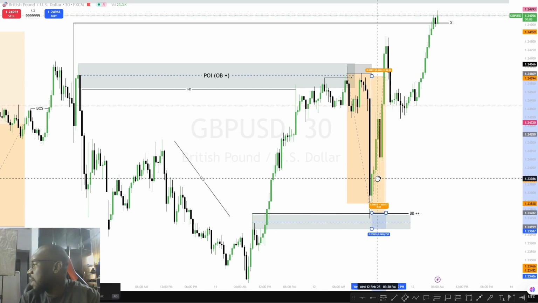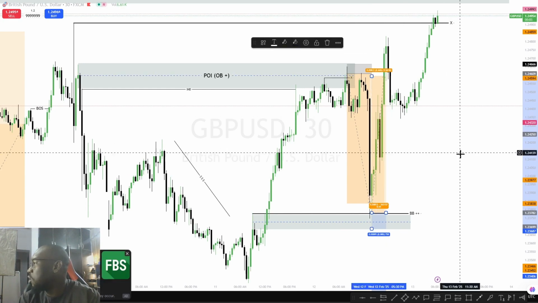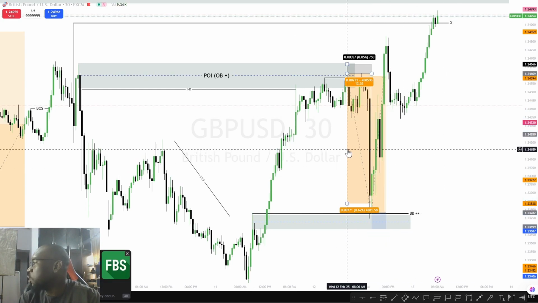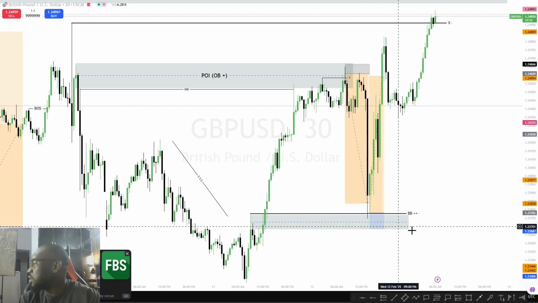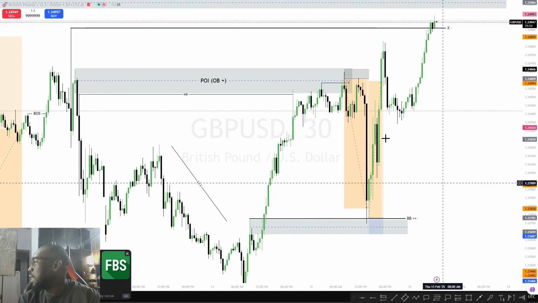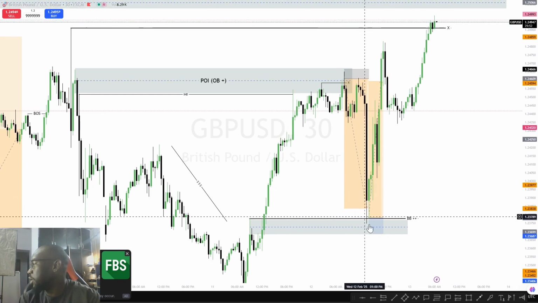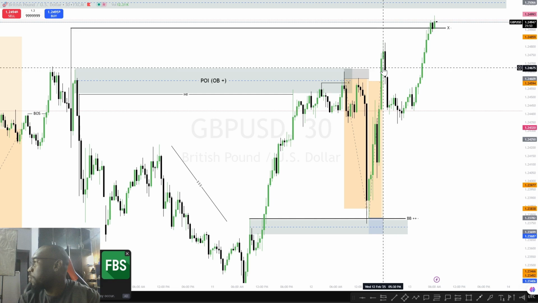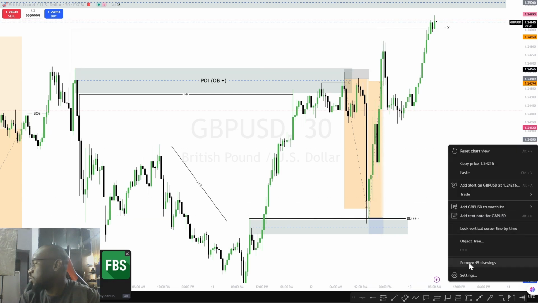I actually caught that nice trade on the first trade, and the second trade I caught with this breaker block that was formed, and I rallied the market down here and rallied it up again. Now let me show you my executions.